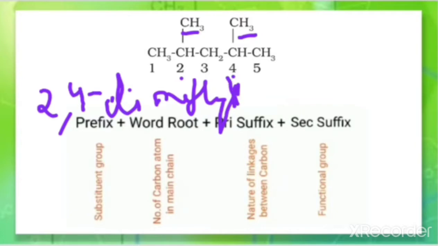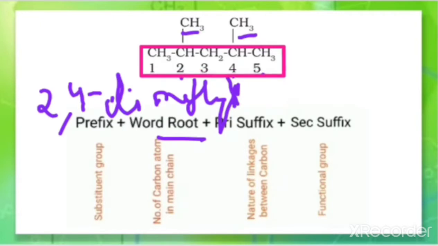Next we'll name the word root. What is the word root here? 5 carbons are there in the main chain. Which one is the main chain? That is, our main chain is this one. Better make it in a box, main chain, and these two are the substituents. So here, what is the word root? 5 carbons in the main chain, so the word root is pent.